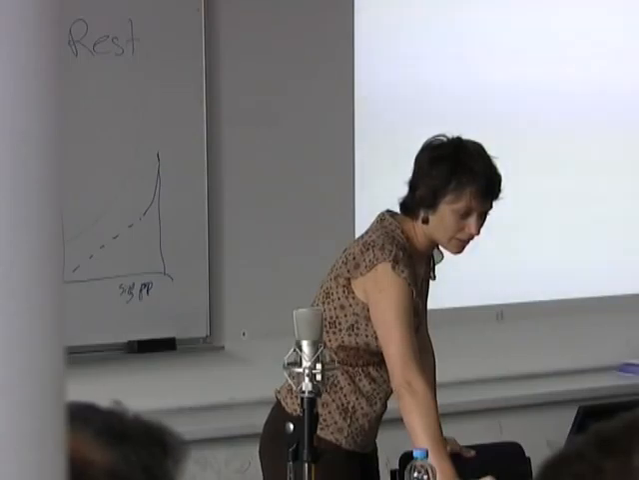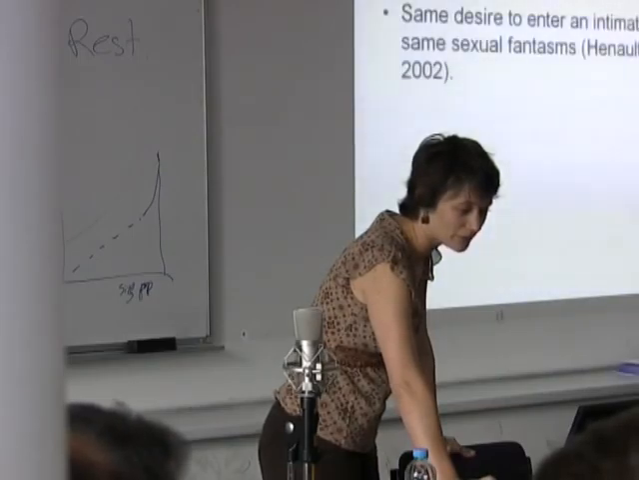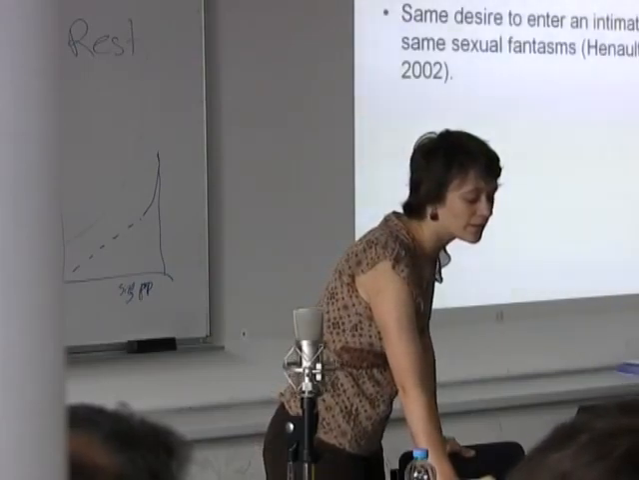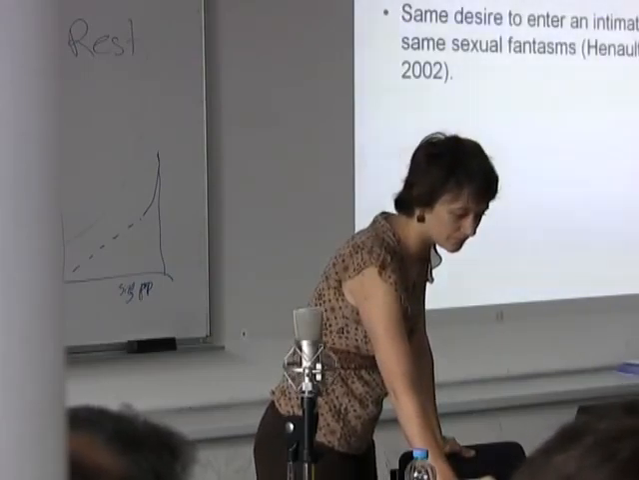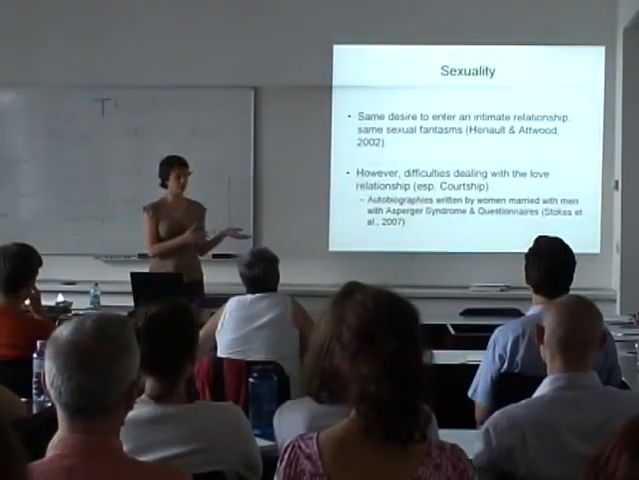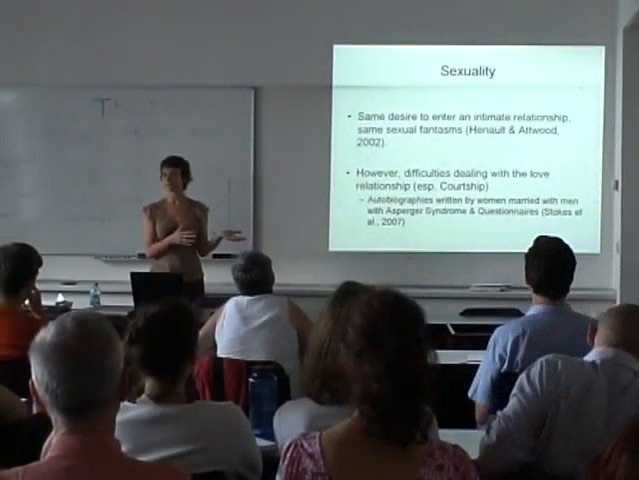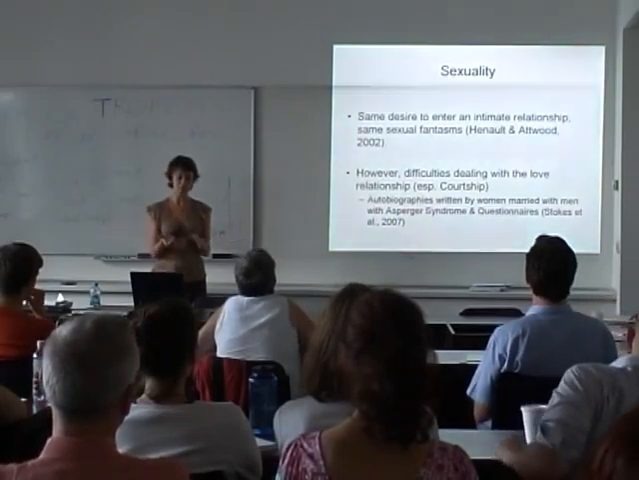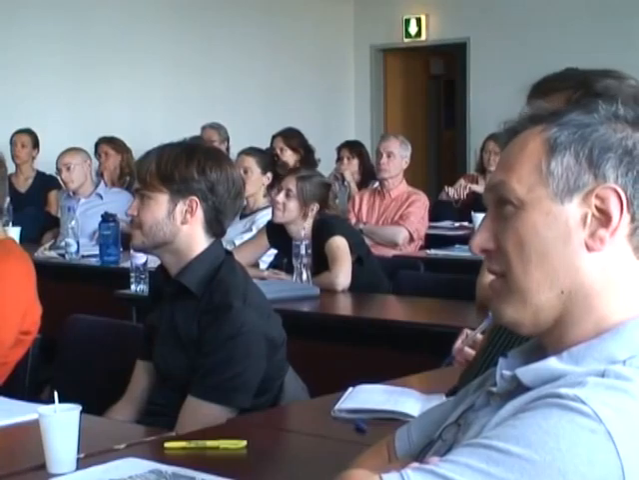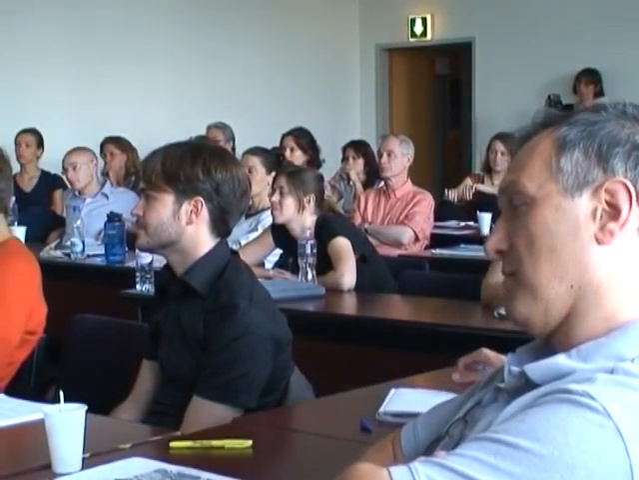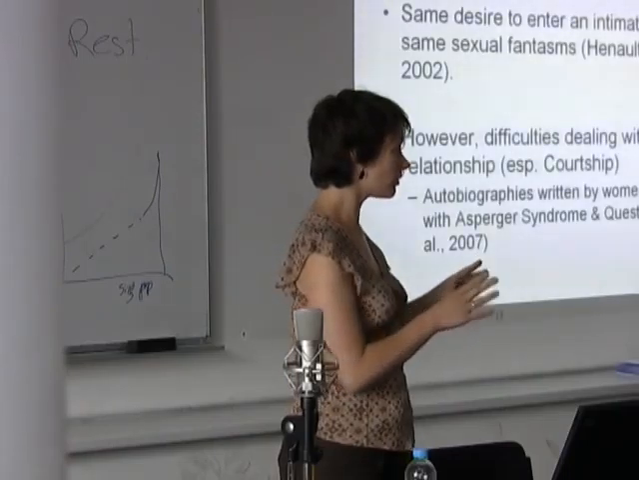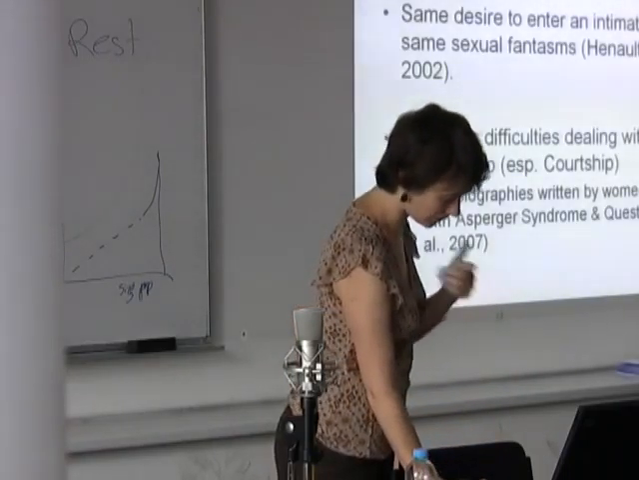About the desire to find a sexual partner, we find that there's the same desire to enter an intimate relationship and the same sort of sexual fantasies in autism. I'm not saying that having a love relationship with an Asperger person is something easy, so there's going to be problems, and there are autobiographies written by women married to Asperger people, and they say it's really hard. But I want to stress that in this love relationship, what causes the problem is the relationship, not the love. The love bit is fine, it's the relationship that causes the problem.